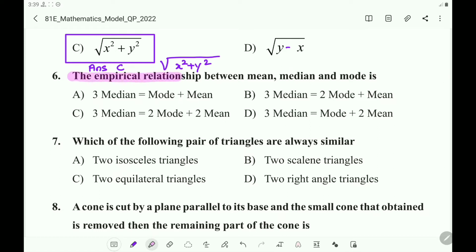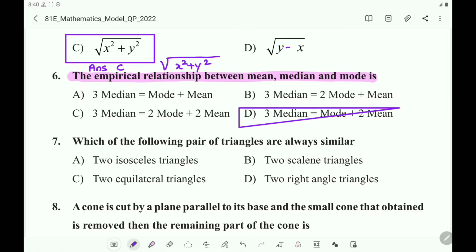The empirical relationship between mean, median and mode is. It is a direct relation, you must know this: 3 median equals mode plus 2 mean. So write the answer, option D.